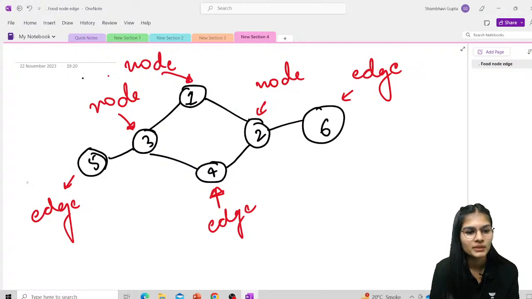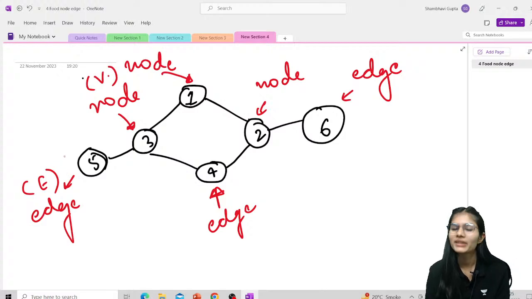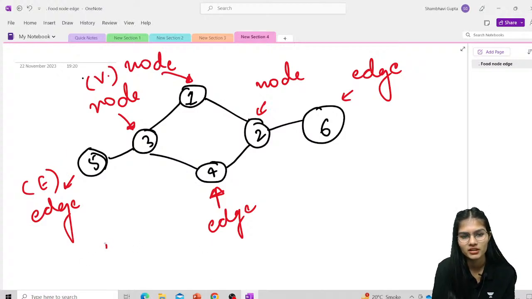Even if I have to give names for edges, I will give the name as E, and for nodes, I'll give the name as V. These are the predefined names which we already have. So a graph is represented by G, capital G, E, comma, V.